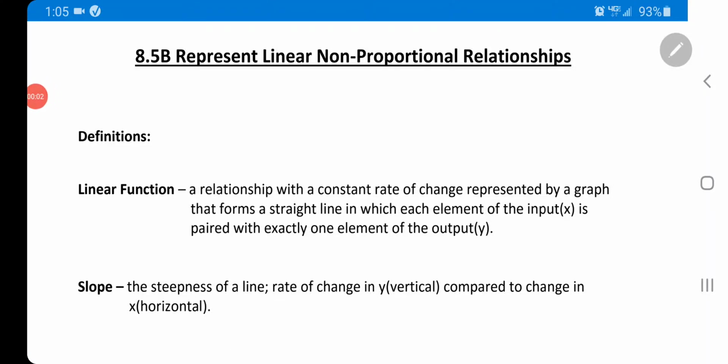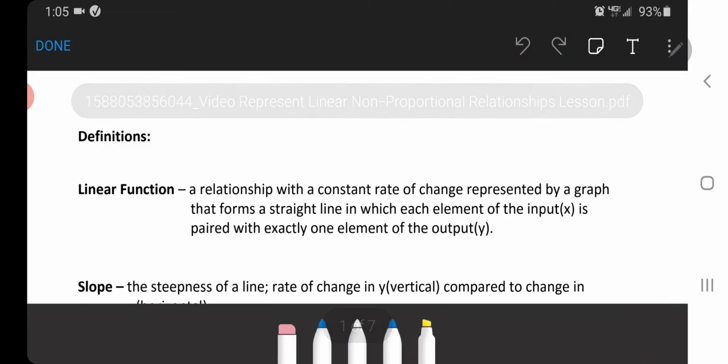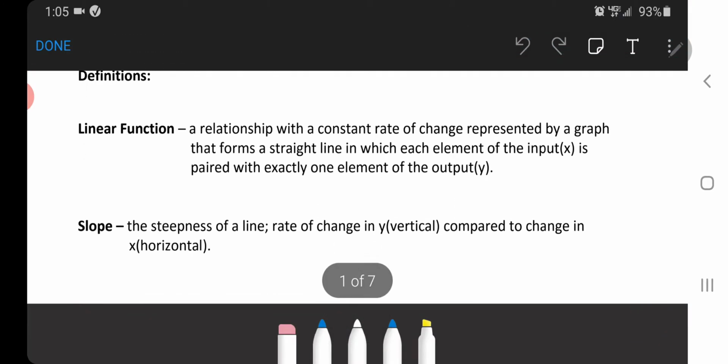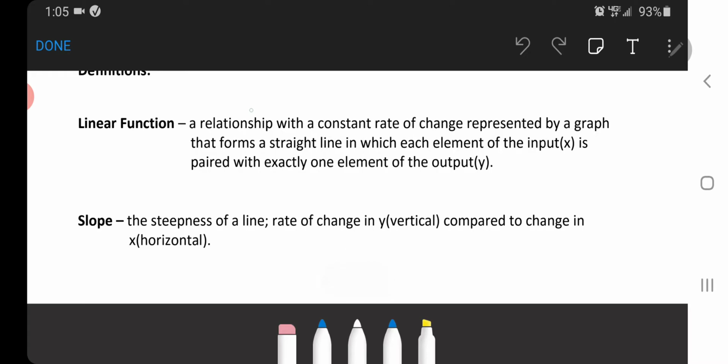Okay guys, in today's lesson we will be representing linear non-proportional relationships. So remember what a linear function is. A linear function is a relationship with a constant rate of change represented by a graph that forms a straight line in which each element of the input, normally known as the x values, is paired with exactly one element of the output, usually known as the y values.